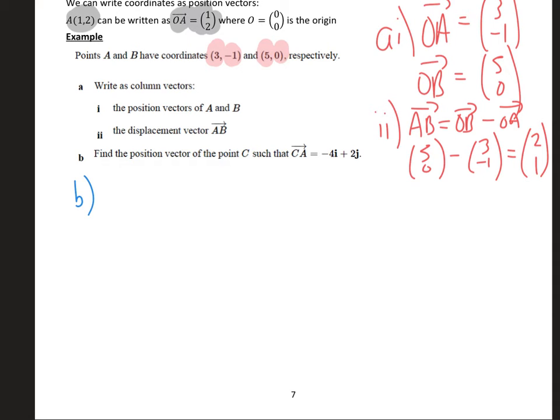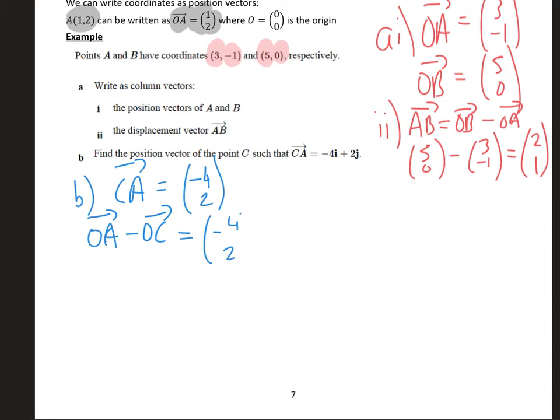And part B is asking, find the position vector of the point C such that C to A is minus 4i plus 2j. Well, I'm first of all going to start off by writing that as a column, so I can deal with columns a bit better. C to A, using that same formula, is O to A take away O to C. I'm trying to find the position vector of C, so I'm trying to find O to C.